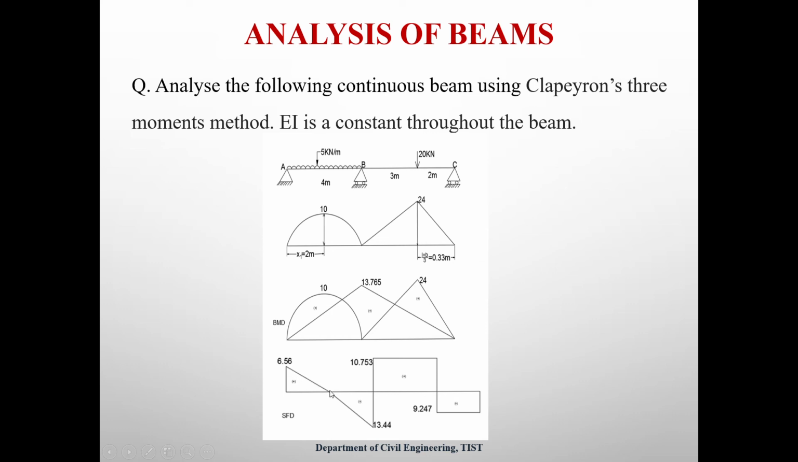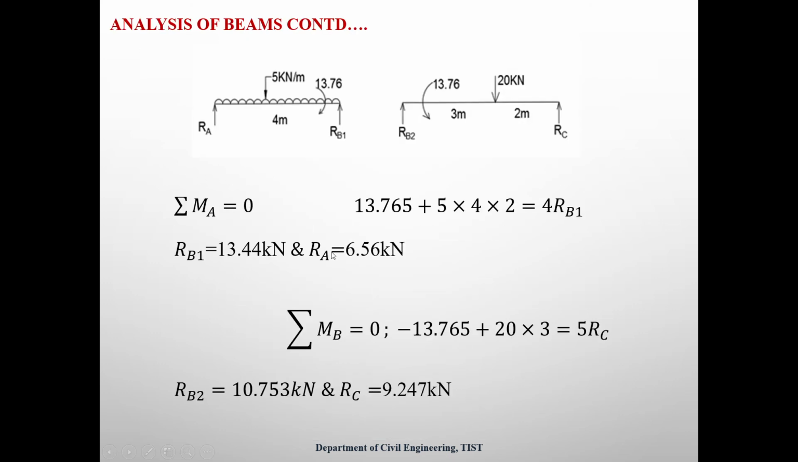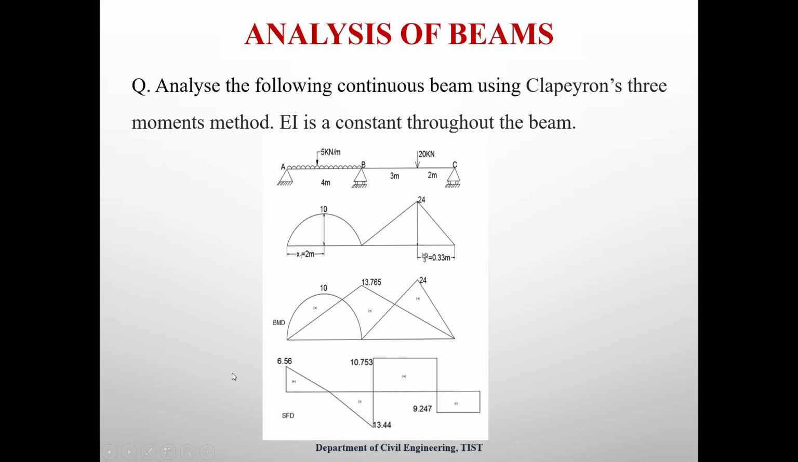After covering this, that means it has covered 6.56. Then the balance value is 5 into 4, that is 20 minus 6.56, that is 13.44. That means the total 20 is acting in the downward direction. Then at the joint B, RB1 is 13.44, that is also acting in the upward direction. RB2 is 10.75. Like 13.44 in the upward direction, at this point itself, 10.75 is in the upward direction.